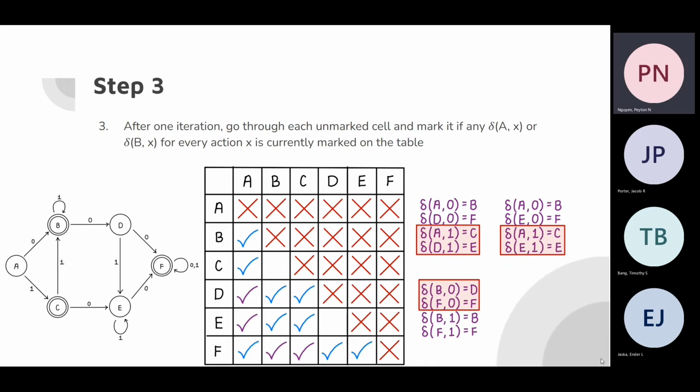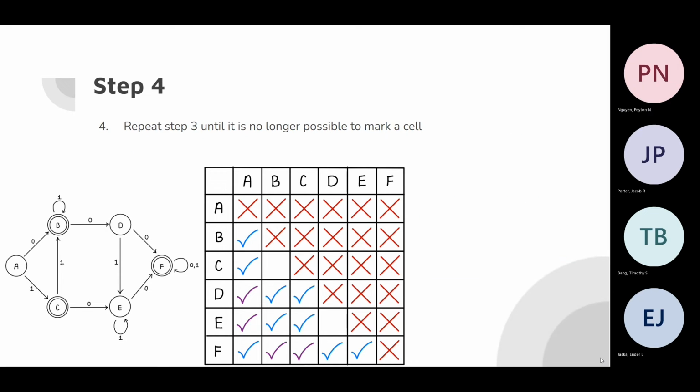Then for step 3, after one iteration, we go through each unmarked cell and mark it if the transition states for some input action of a pair of states are currently marked on the table. In other words, if for at least one input the transitions have the pattern where one is a final state and one is not, then we mark that cell. And then we just continue until we can no longer mark a cell.